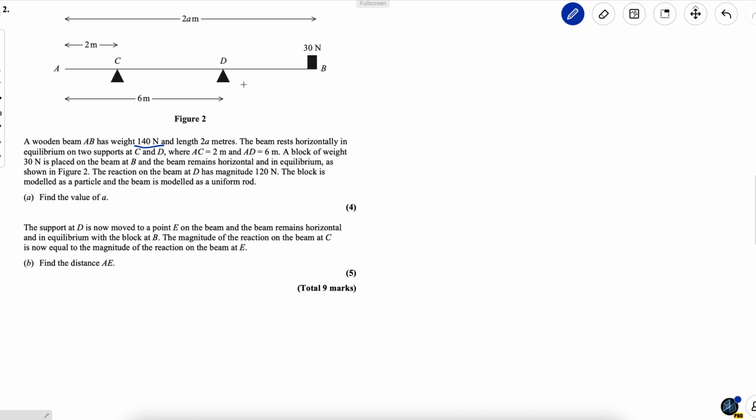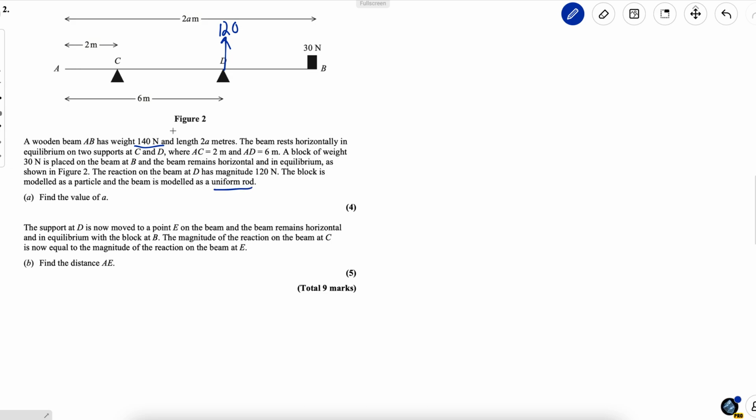A block of weight 30 newtons is placed on the beam at B, and the beam remains horizontal and in equilibrium, as shown in figure 2. The reaction on the beam at D has magnitude 120. The block is modelled as a particle and the beam is modelled as a uniform rod.